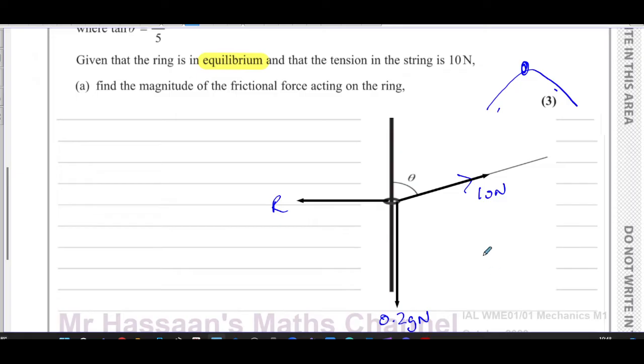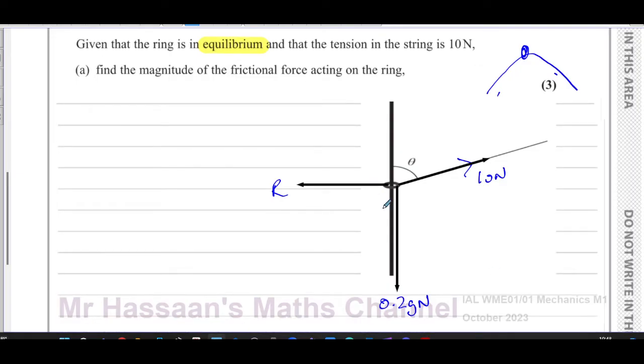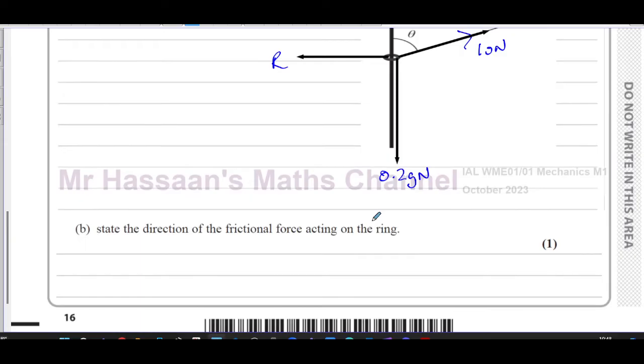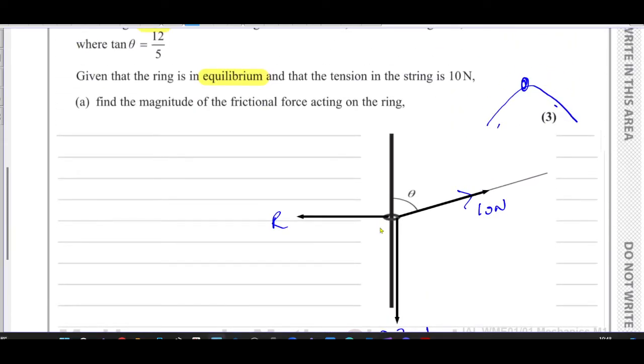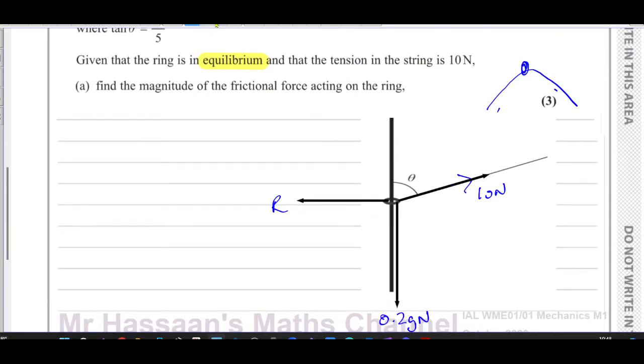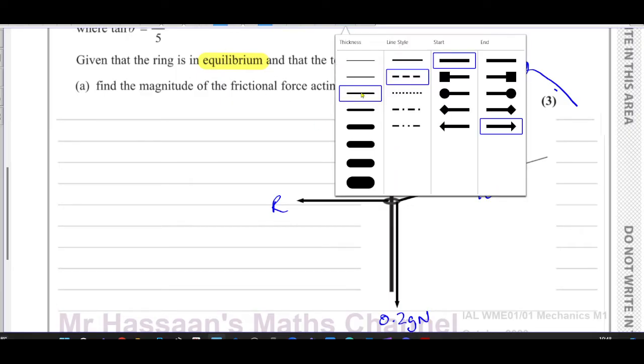Now we need to find the frictional force acting. We don't know in which direction it's acting. We're going to work out what the frictional force is, and part B asks for the direction in which it acts. First of all, let's resolve this 10 newton force in the vertical direction, because that's what we're concerned with here.